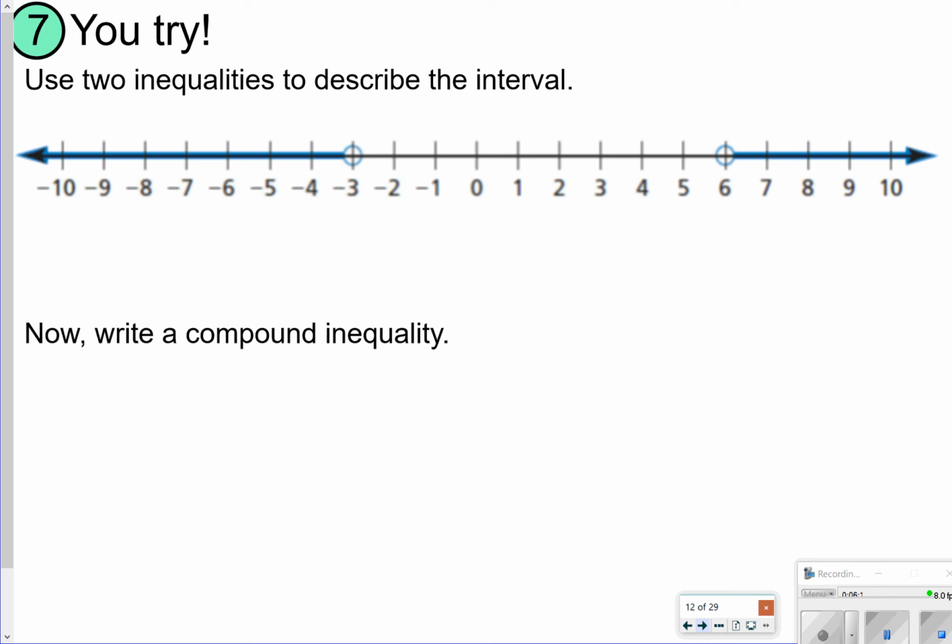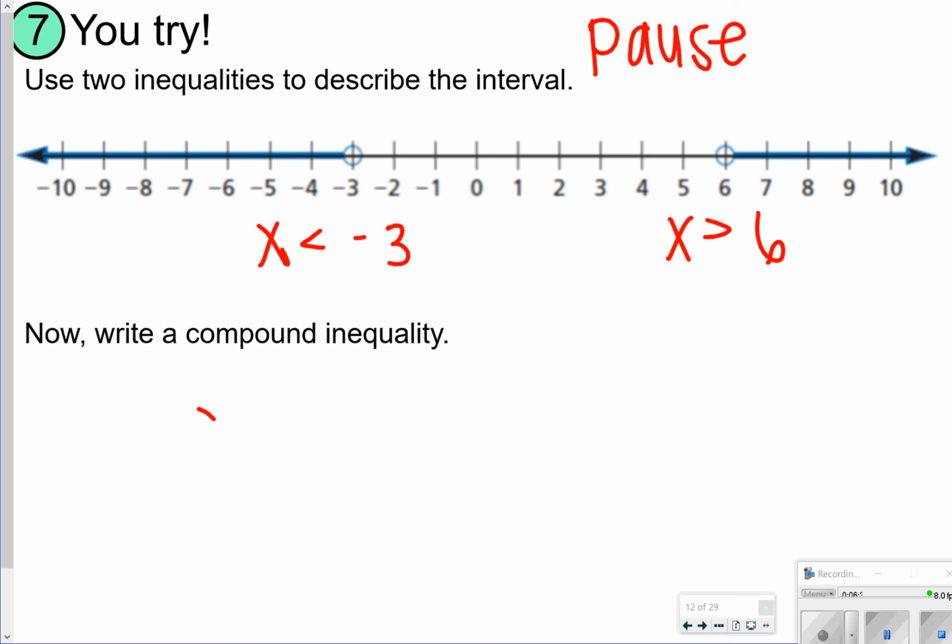And then here's one more to try before we try two different examples. Let's go ahead and pause here. Write your compound inequality to describe the or example. So first we have x is less than -3, and second we have x is greater than 6. So my compound inequality, x is less than -3, or x is greater than 6.